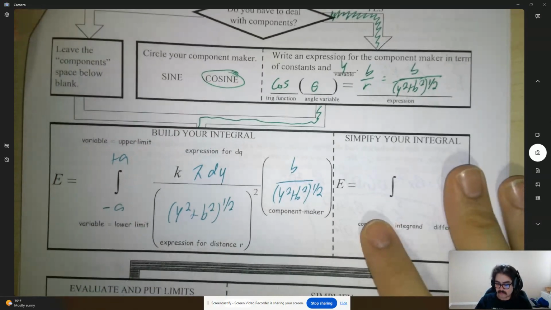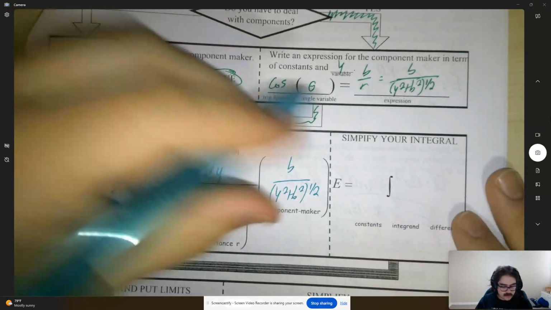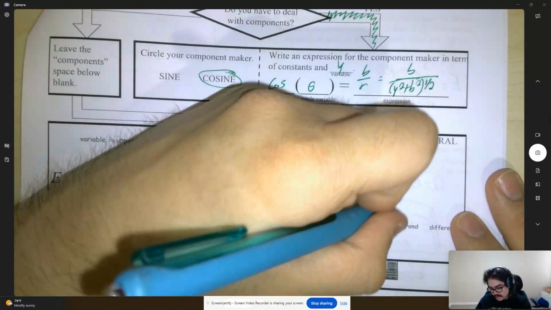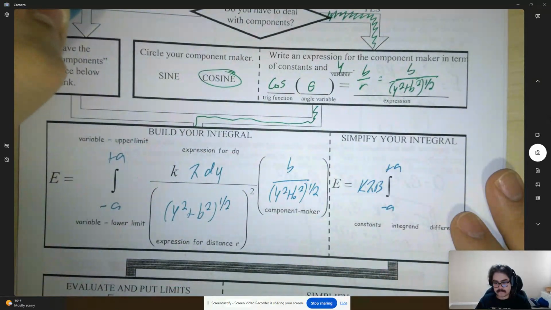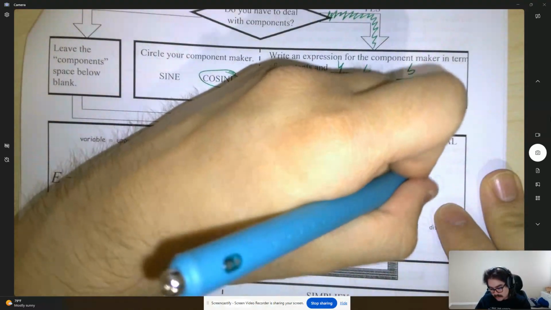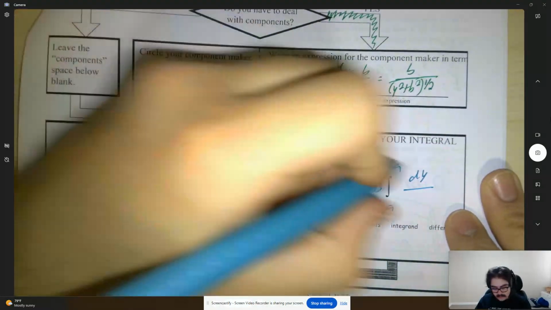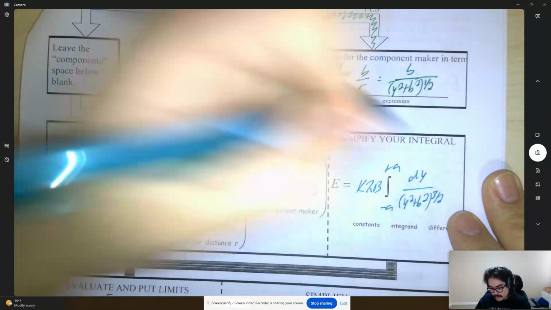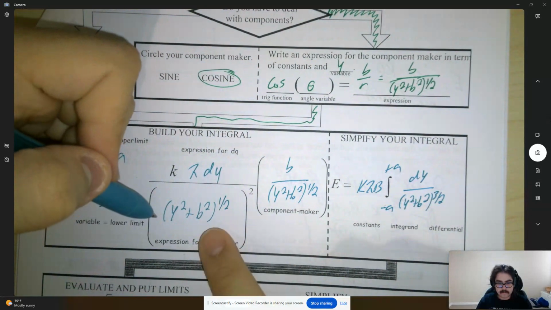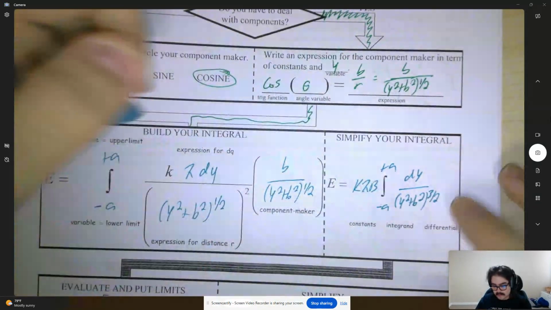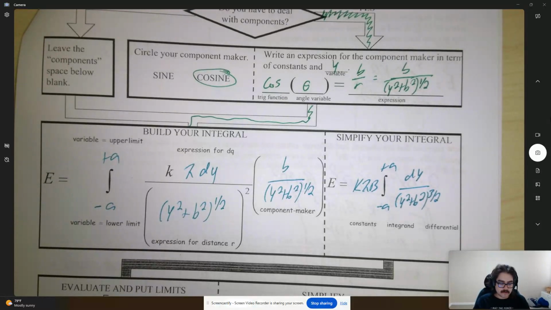If I simplify my integral real quick, I can pull my constants out. So I should get k lambda b from negative a to positive a. The integrand is going to be dy on the top, and then I'm going to have y squared plus b squared to the 3/2 power, because I can combine these two right here. And then the differential, oh, I already got the differential. It's dy right there.